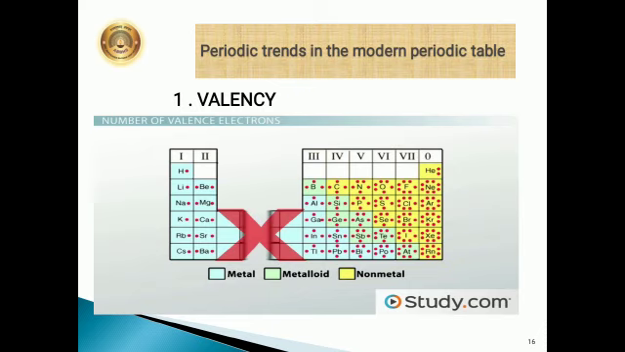Now when the properties of elements in a period or a group of the modern periodic table are compared, certain regularities are observed in their variation. It is also called the periodic trends in the modern periodic table. Now in this standard we are going to study these 3 properties of elements, namely valency, atomic size, and metallic and non-metallic character. Now first let us consider valency. The valency of an element is determined by the number of electrons present in the outermost shell of its atom, that is the valence electrons.